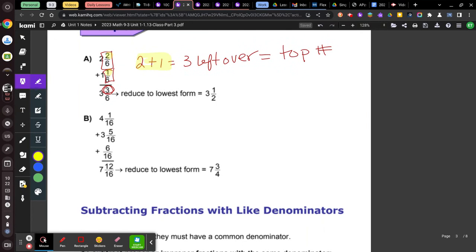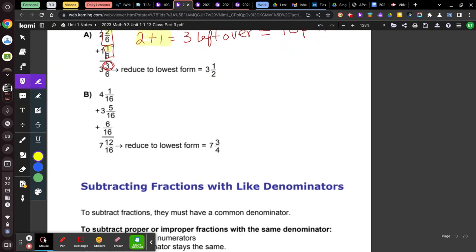So there are multiple ways you can add fractions. You do it the way that you find the easiest, but you still have to be able to do it both ways. Okay, you have to be able to do it both ways. All right, let's look at the next one.